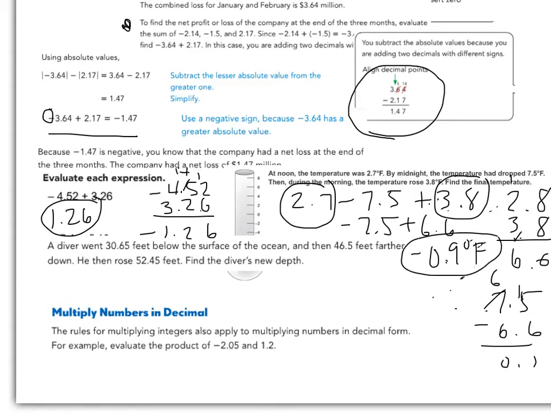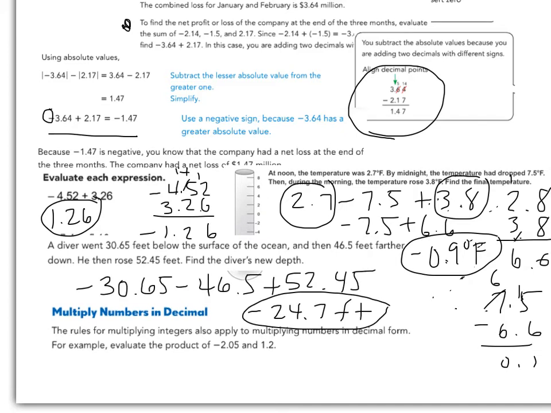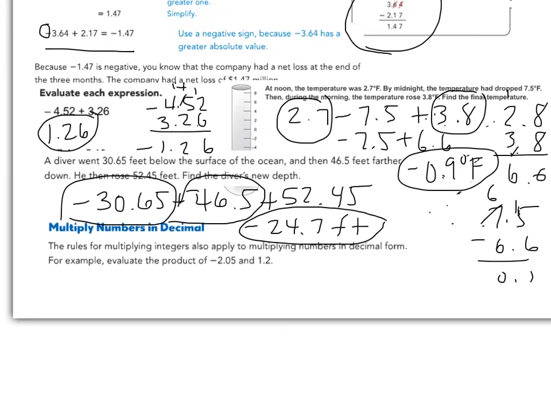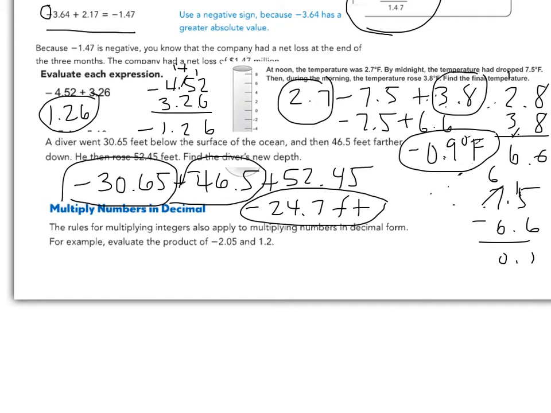So you would have a net loss of 0.9 degrees Fahrenheit. Okay, you're going to try this diver one, and then I'll come back to you. All right, so I added 30.65 plus negative, those are both negative. And then I subtracted 52.45, and you ended up at negative 24.7 feet below sea level. Okay, so now for multiplication and division.